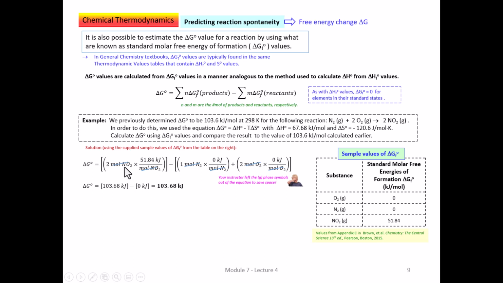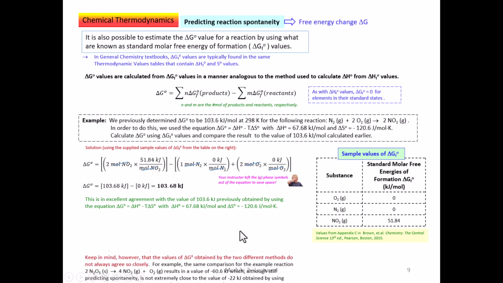You'll notice that the moles cancel out here, but it's understood that this is deltaG of 103.68 per mole of reaction as written. This turns out to be an excellent agreement with the value of 103.6 that we got by using deltaG equals deltaH minus T delta S, which is great.